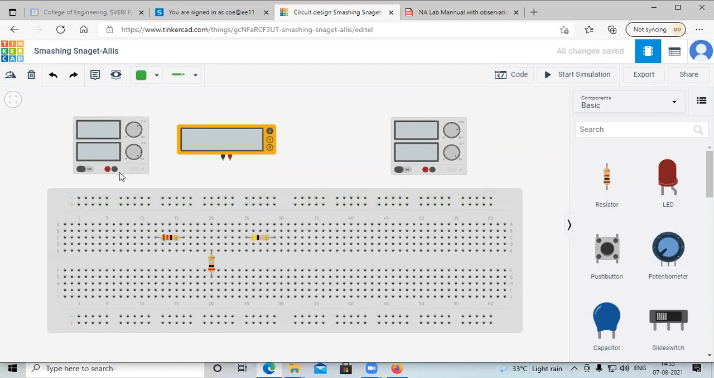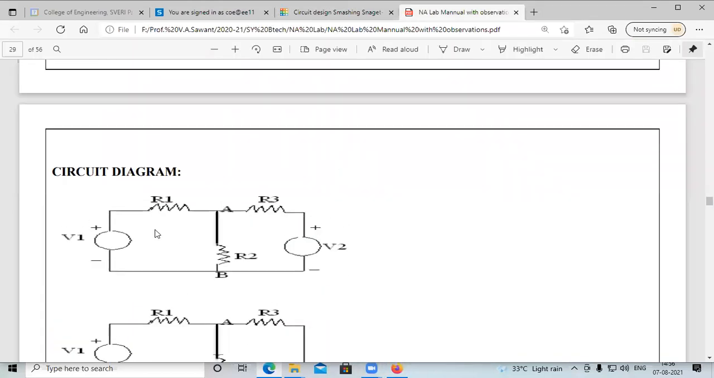Okay, see, the voltage source positive terminal is connected here. Voltage source negative terminal is connected here. Now see, the positive terminal of the first voltage source is connected to the first terminal of resistor R1. Look at the circuit diagram. So here it is, connected to the first terminal.